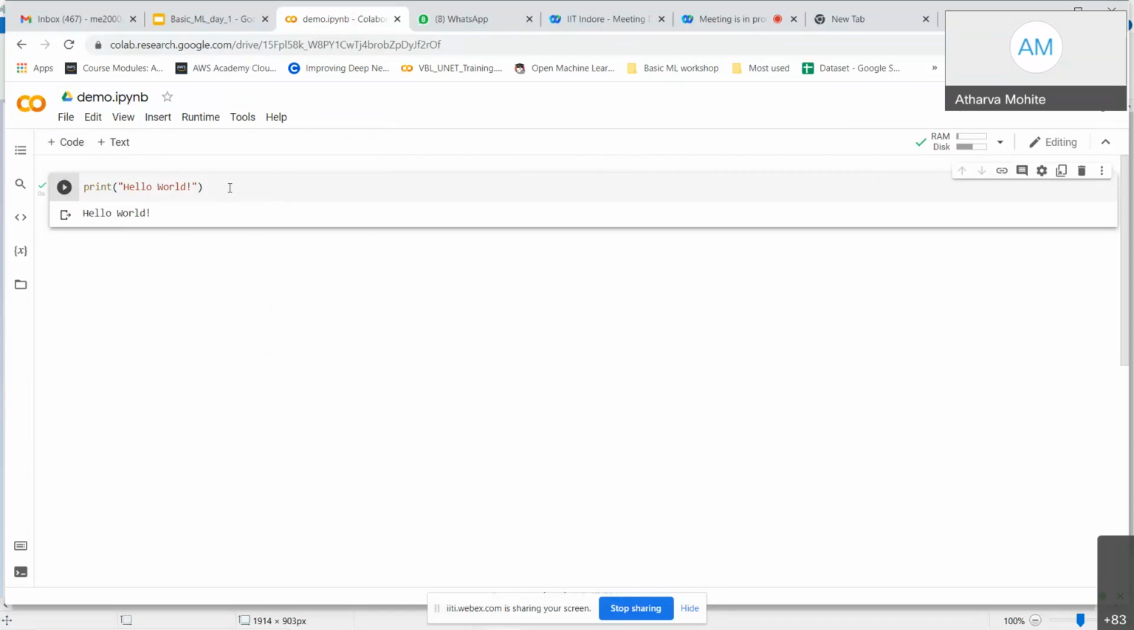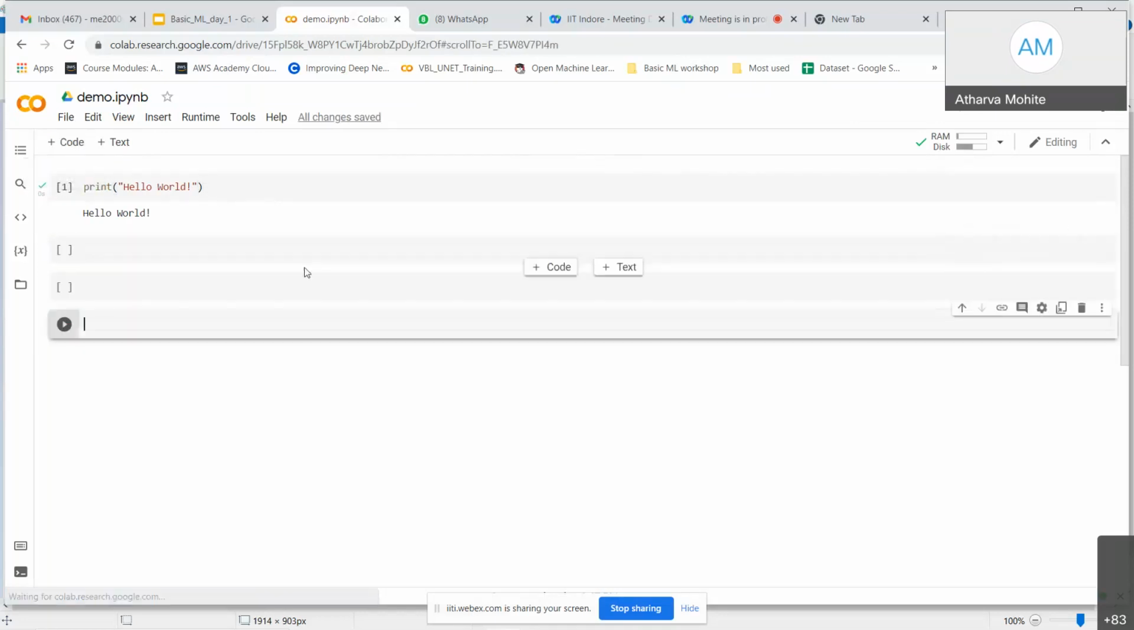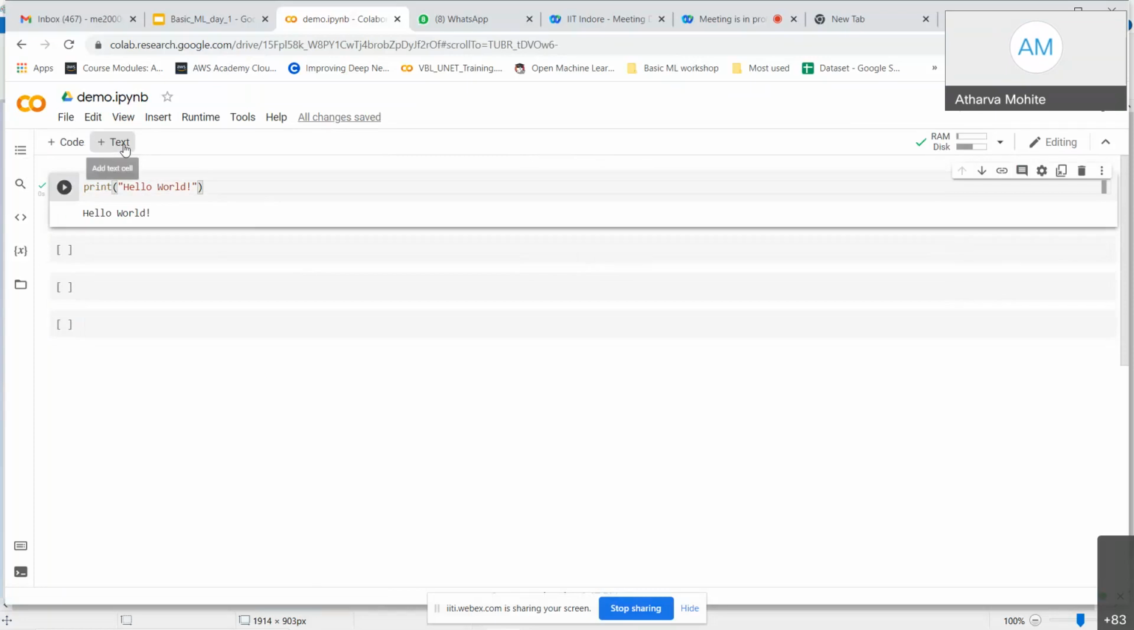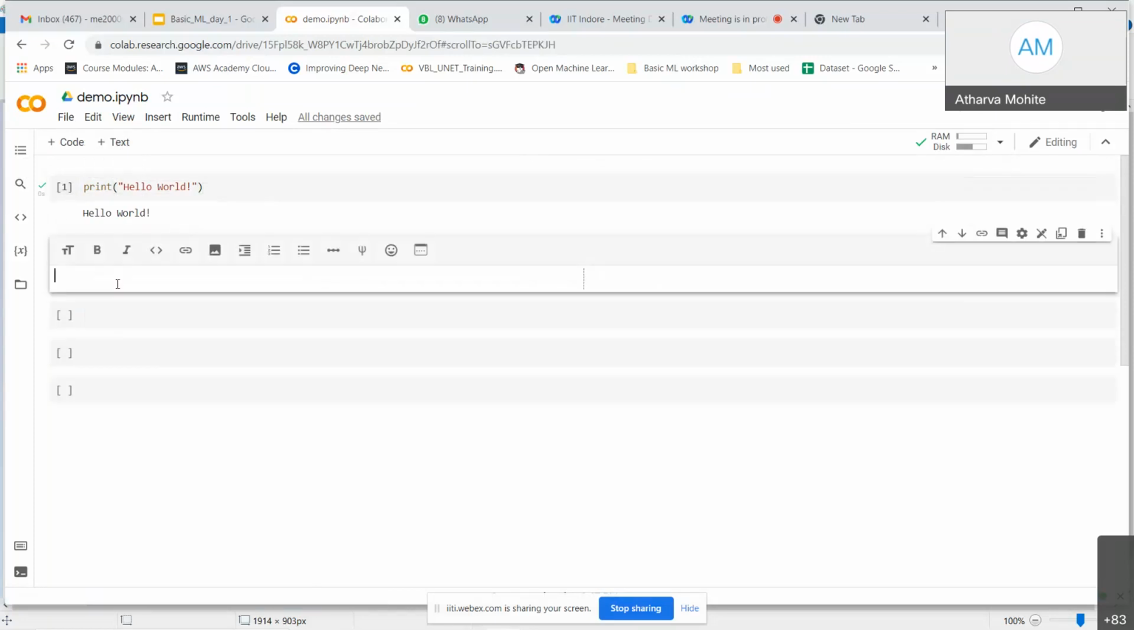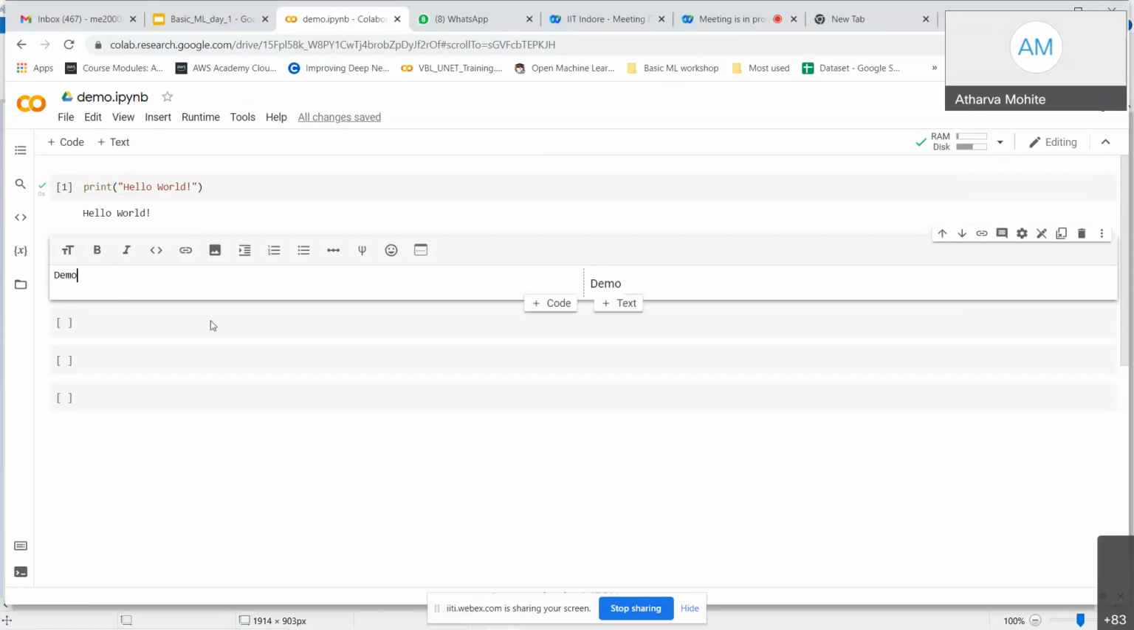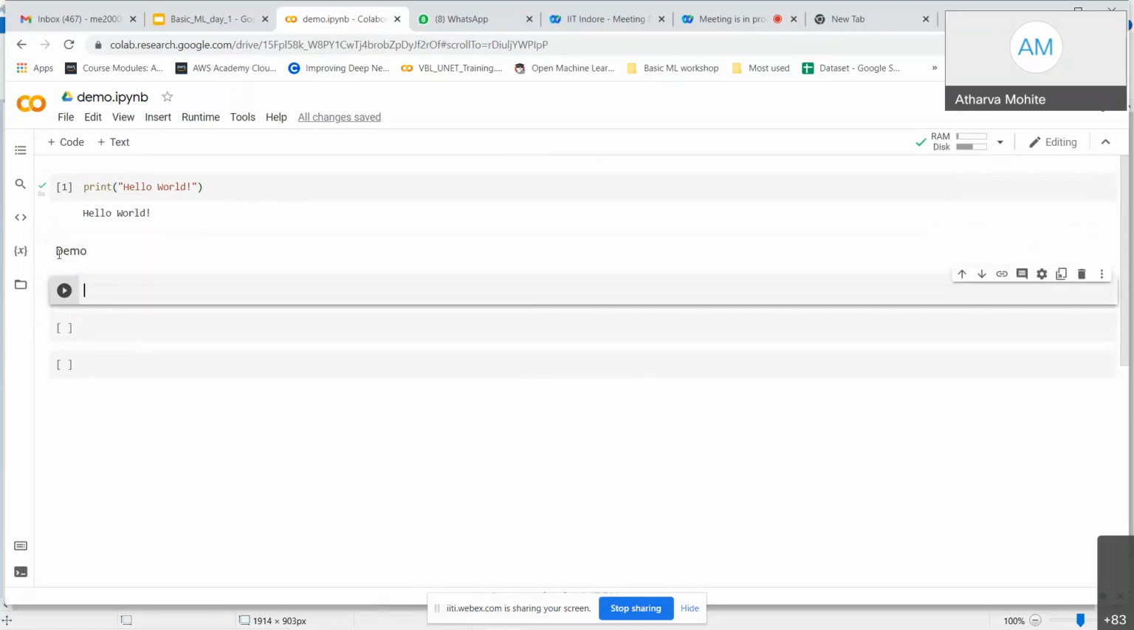Now we can add more code blocks by clicking on this button. We can also add a text block. Now text blocks are used if you want to add some comments for the viewer to understand your code. So now you can write something like this, and here it gets printed.